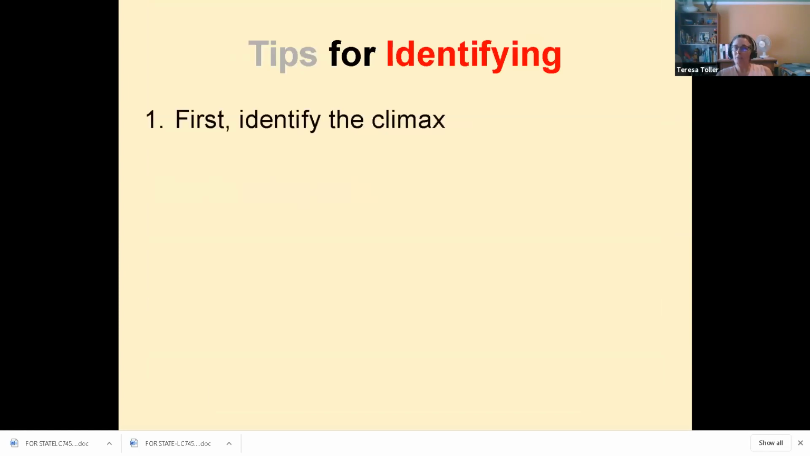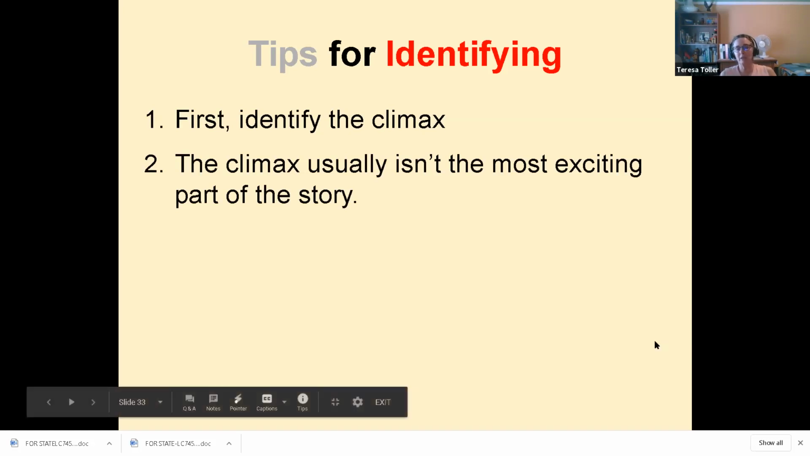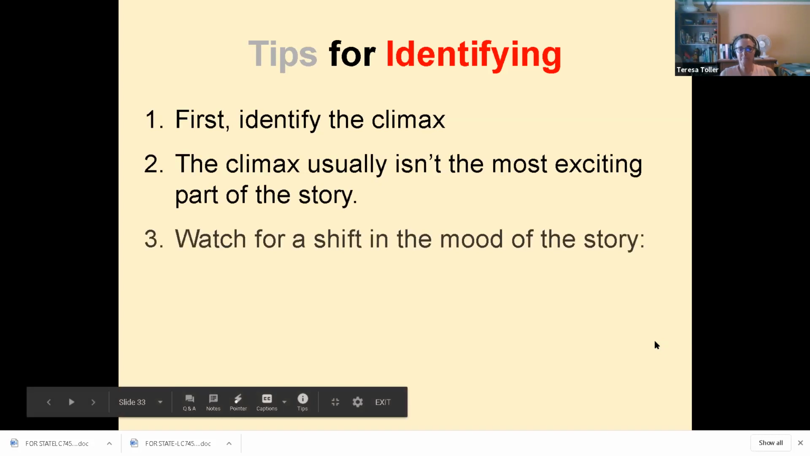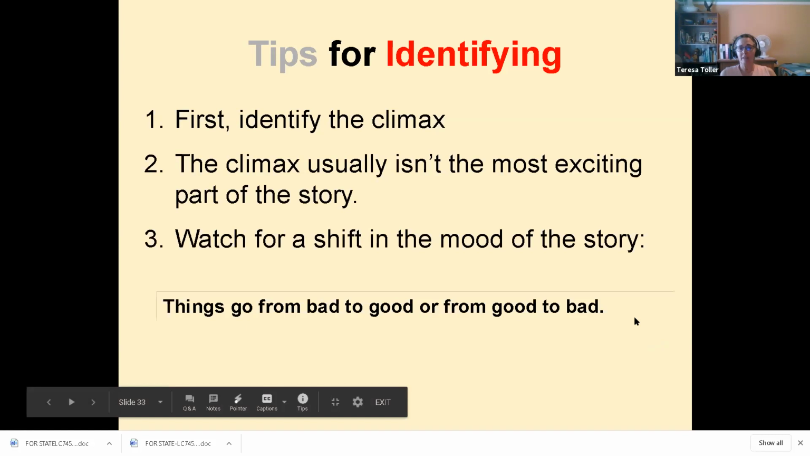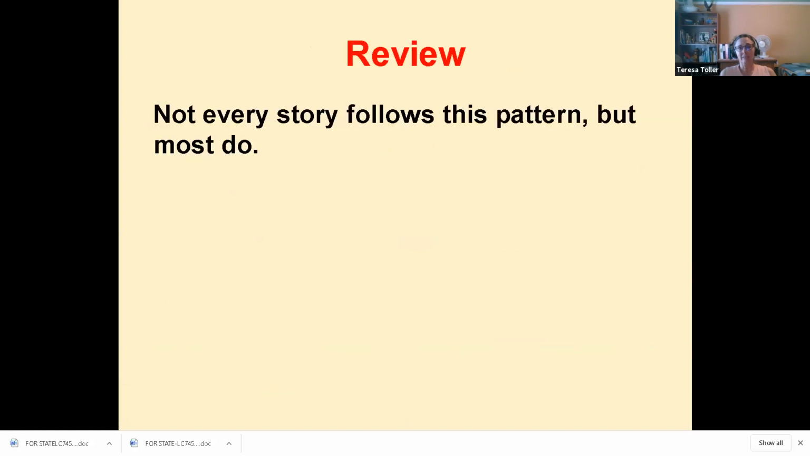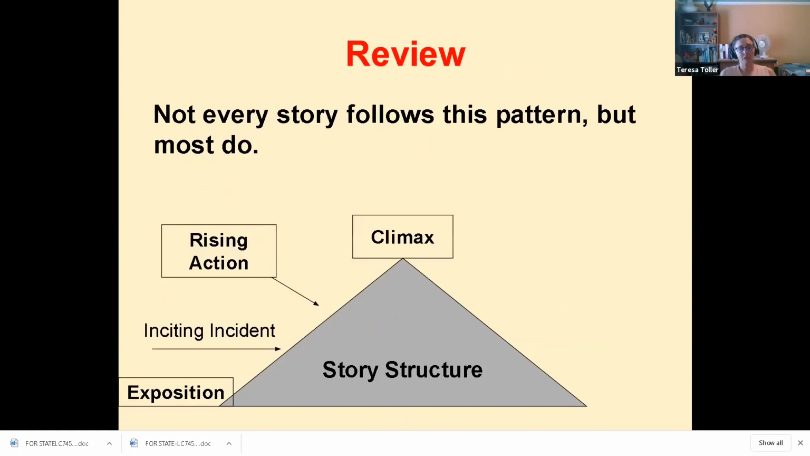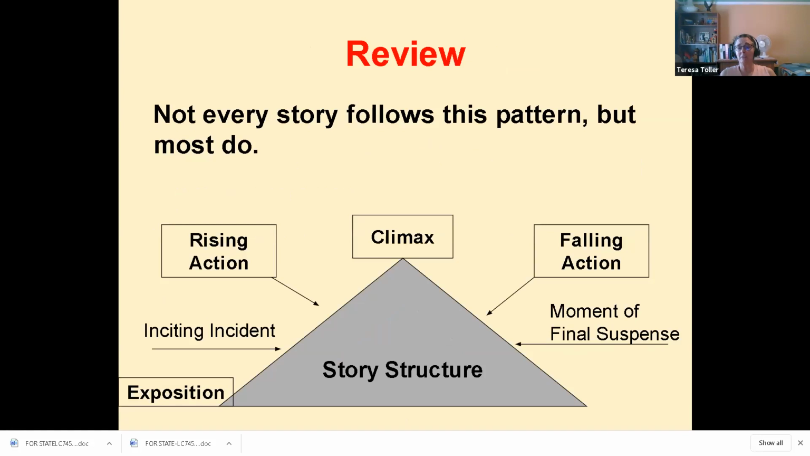So you might want to first look for the climax, or you might want to find the conflict in the main characters first, whichever you are most comfortable with. Another hint is to watch for the shift in mood. Things can either go from good to bad or bad to good. Not every story follows this exact pattern, but you will find, if you pay attention, that actually a lot of them do.